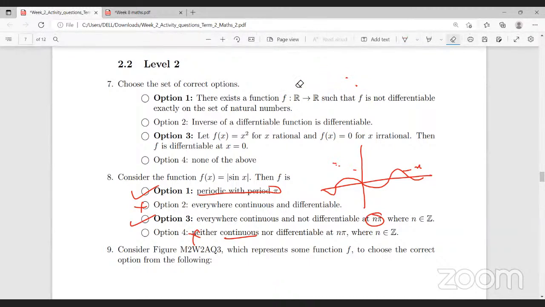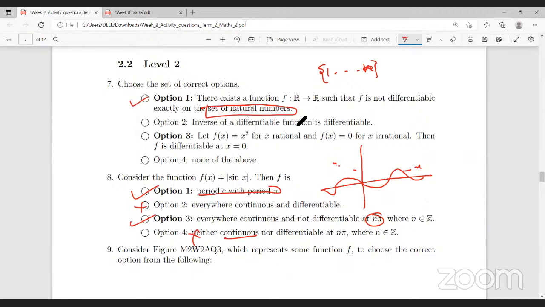Is there any function from R to R which is not differentiable exactly on the set of natural numbers? The set of natural numbers means 1, 2, 3, 4, and so on, from 1 to infinity. So does there exist a function that is not differentiable exactly on this set? It is possible. I don't remember the exact function, but it is possible, right? Yes, sir, it is possible.